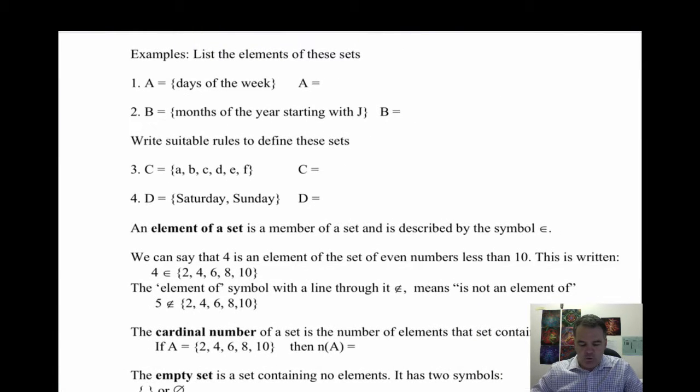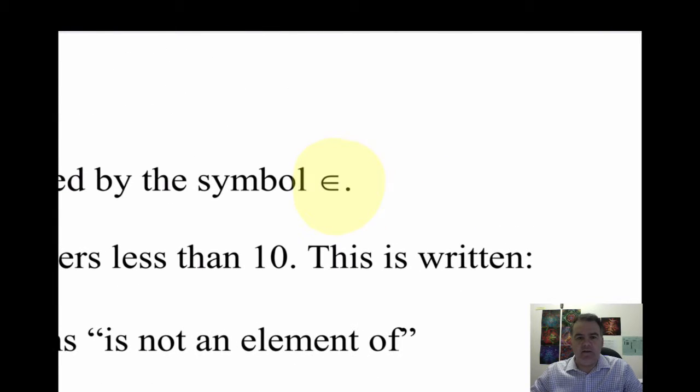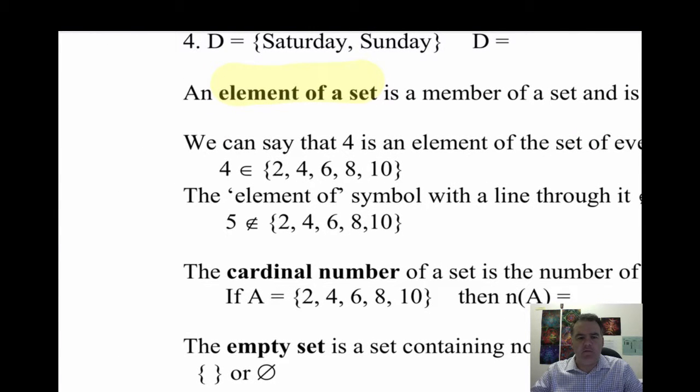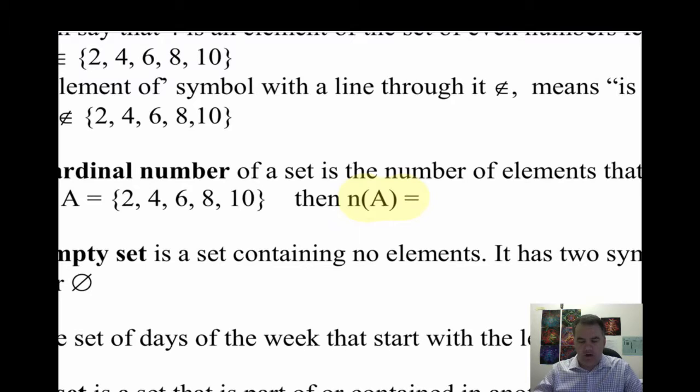Okay. One word that you'll see when we talk about sets is element. An element is just something that's in the set, and we use this little symbol here to say that something is an element of the set. So similarly, if something's not an element, we use that symbol there to say that it's not an element of the set. Okay, so 4 is an element of that first set there, but 5 is not an element of that second set. You don't really need to know about cardinal numbers, but if you do ever come across this, it just means the number of elements in that set. So the number of elements in set A there, 2, 4, 6, 8, 10, is 5. There's 5 elements in that set.